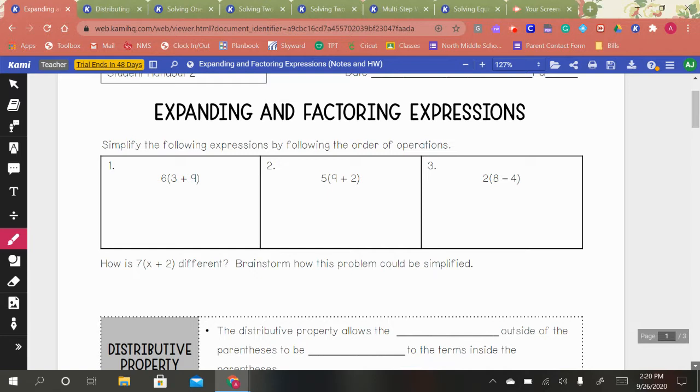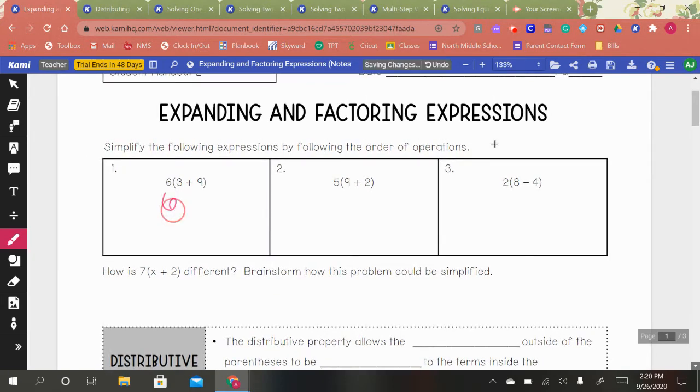First things first, we're going to simplify the following expressions by following the order of operations. Order of operations states that we are going to do everything that's inside the parentheses first, then we will multiply and divide, add and subtract. All right, on number 1, we're going to combine the parentheses 3 plus 9, which is 12. When you have a number on the outside of the parentheses, no operation symbol, that really just means 6 times 12, which is the same thing as 72.